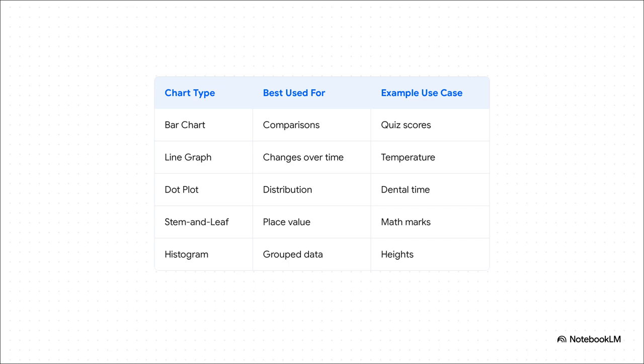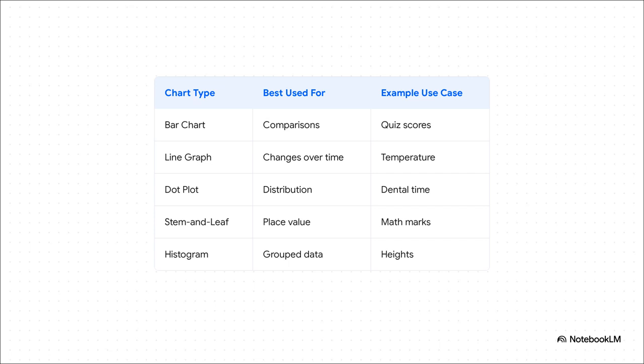Line graphs are your go-to for tracking changes over a period of time, like a patient's fluctuating body temperature over 10 hours. Dot plots are great for seeing data distribution and spotting extreme, unusual values, like the duration of dental treatments from 17 to 25 minutes.